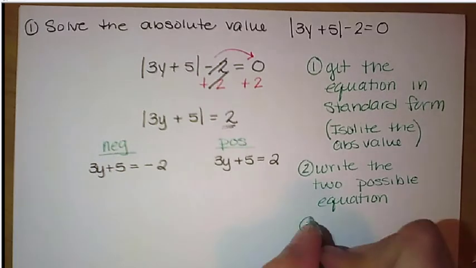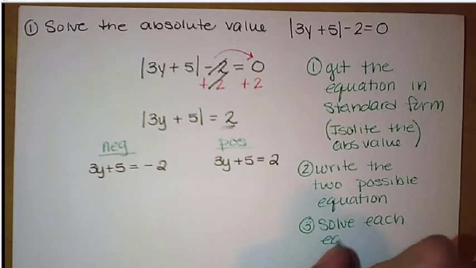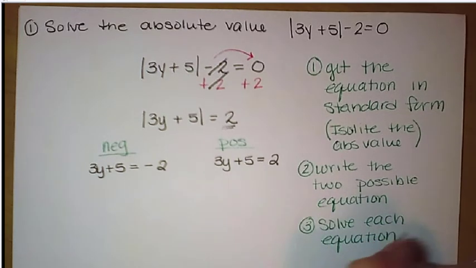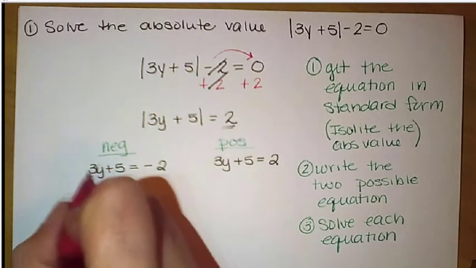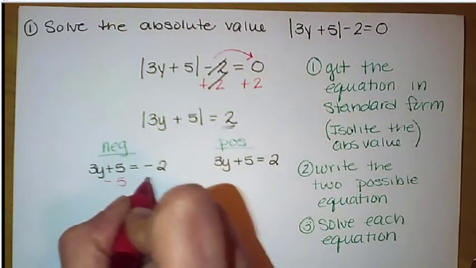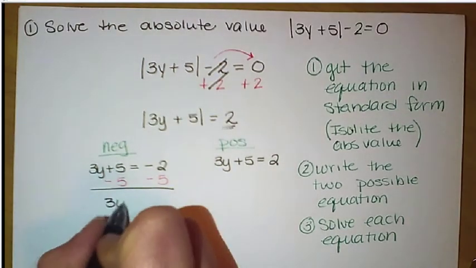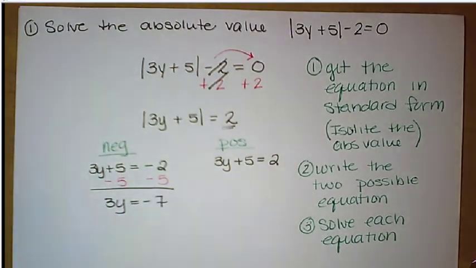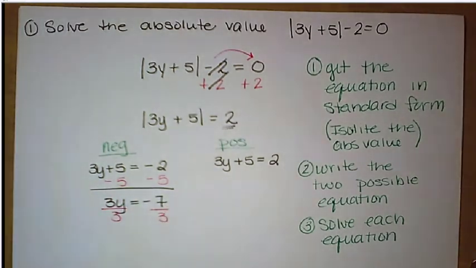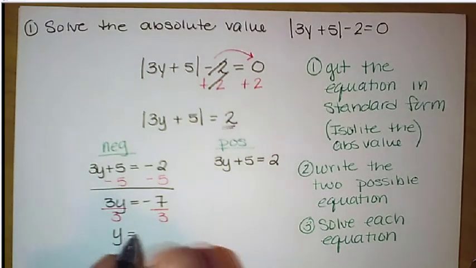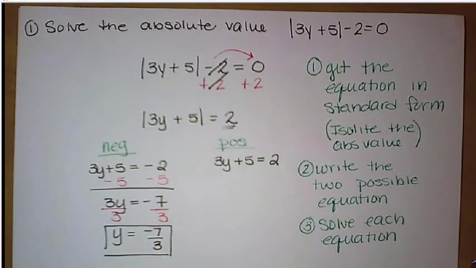So for our third step, we are going to solve each equation. And we're going to do this just like we did way back in solving linear equations. We're going to start with this 3y plus 5. We're going to subtract 5 from both sides. That gives us 3y equals negative 7. We're then going to divide by 3 on both sides. So y equals negative 7/3. And there is one answer for our problem.